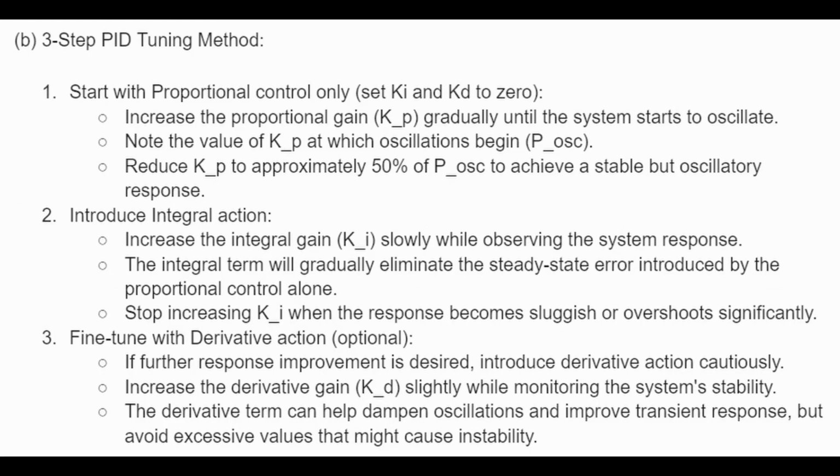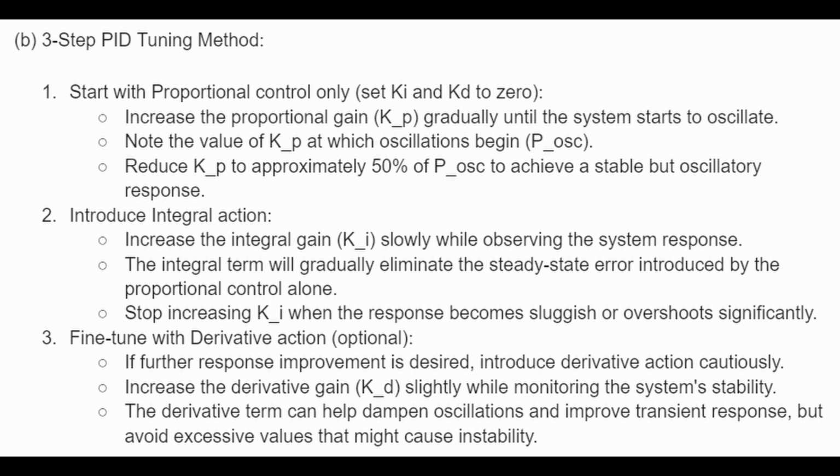B. 3-step PID tuning method. 1. Start with proportional control only. Set Ki and Kd to 0. Increase the proportional gain, Kp, gradually until the system starts to oscillate. Note the value of Kp at which oscillations begin, P-osc. Reduce Kp to approximately 50% of P-osc to achieve a stable but oscillatory response.